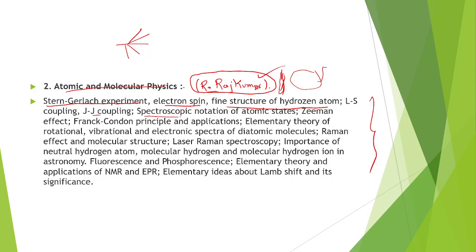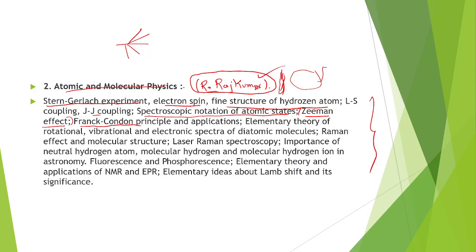LS and JJ coupling, spectroscopic notation of atomic states, Zeeman effect. UPSC will give you a direct question, what is Zeeman effect? Explain it directly. You have to be very good and very precise in your answer writing, and very good in the diagrams. Diagrams are very important for scoring high marks in physics.